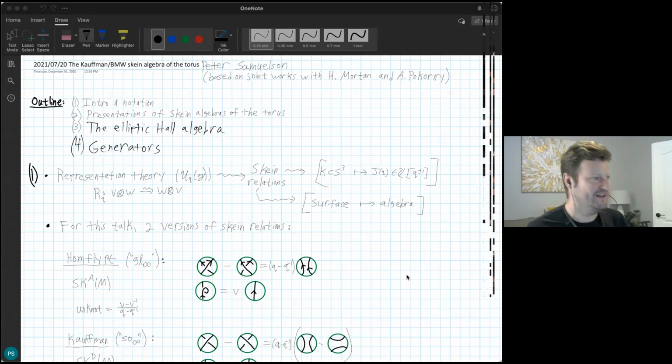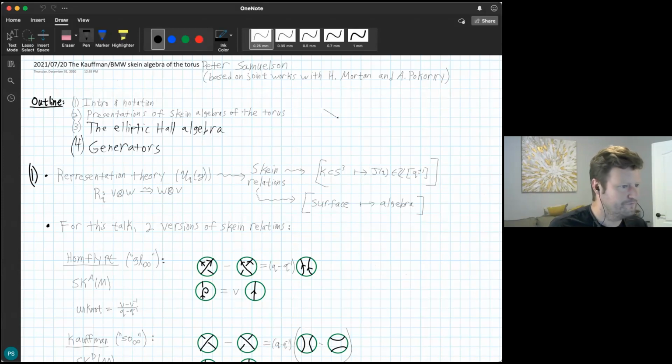Right, so I'm also going to be talking about BMW algebras, basically. Right, so I'm going to talk about the skein algebras of the torus. And this is based on joint papers with Hugh Morton and Alex Pokorny.